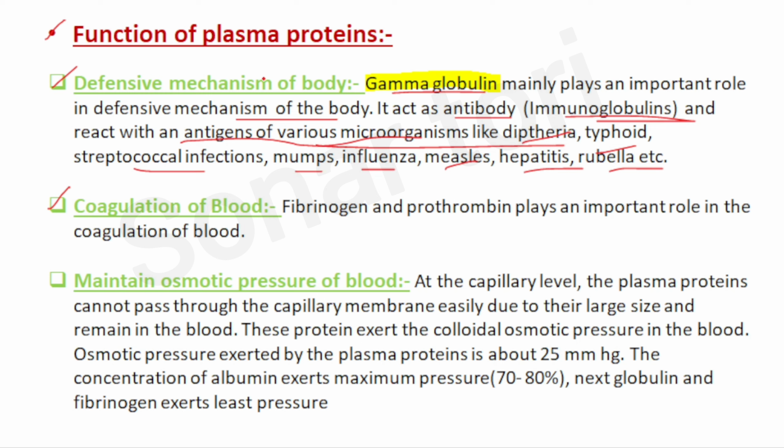Then the second function is coagulation of blood. Fibrinogen and prothrombin play an important role in the coagulation of blood. Then, maintaining the osmotic pressure of blood.